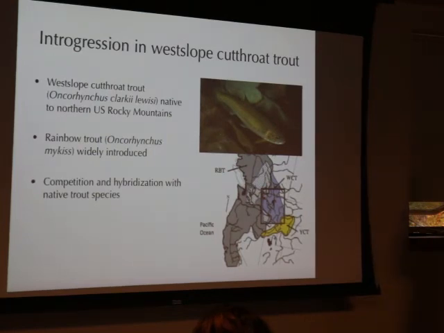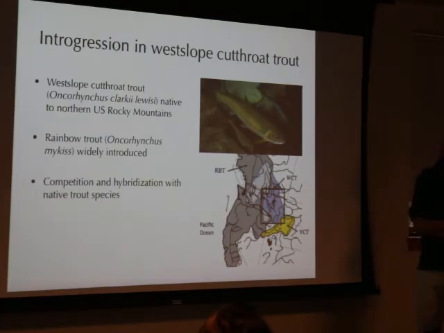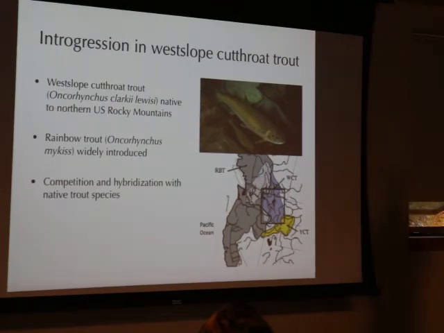Rainbow trout have been introduced. They're one of the most widely introduced species around the world. They're dumped all over the place for fishing. And rainbow trout have hybridized with the native westslope cutthroat trout.